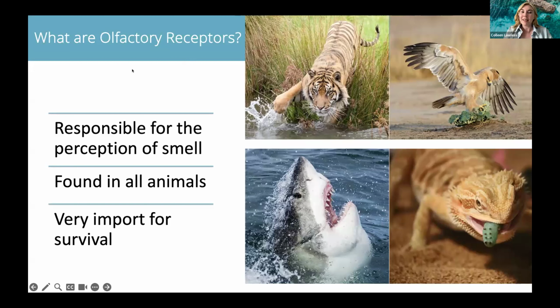But firstly, what exactly are smell receptors? Simply put, these are olfactory receptors, and they're responsible for the perception of smell. They're found in all animals, and we use them every day, if we want to smell nice, or if you walk into a room and smell a nice meal cooking. However, they're very important for animals in the wild. They need them for survival, often using them for hunting or finding potential mating partners.